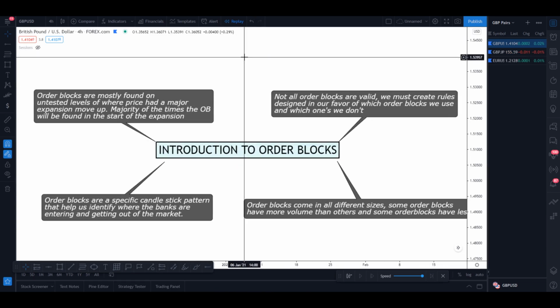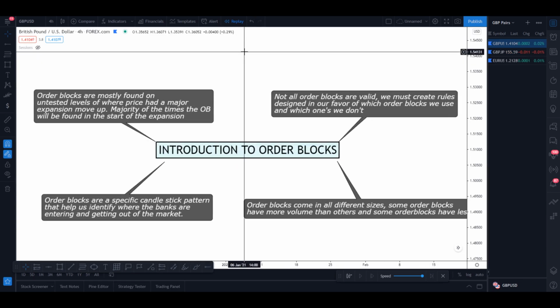Welcome to another video. Today's lesson is going to be on introduction to order blocks, and let's get straight into this. So we all know that the main thing that differentiates us from the retail trader and what makes our trading style slash strategy special is that we trade with order blocks or institutional candles. These are both the same thing, there's different names. So first things first, let's get into the introduction of what an order block really is.